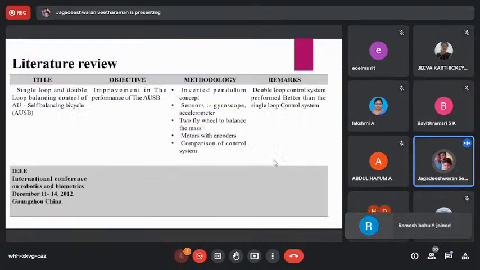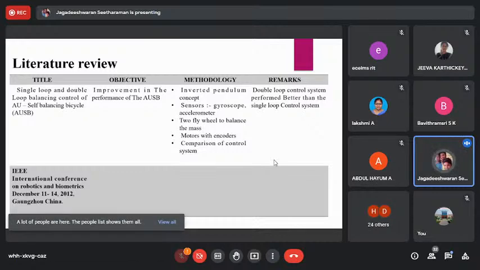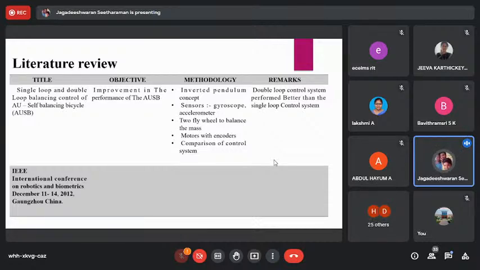Next, let's move on to the next topic, which is the literature review. The single loop and double loop balancing bicycle paper was published in the IEEE Conference on Robotics and Biomimetics. This IEEE paper describes the improvement in the performance of the AUSB. The methodology of this paper is followed in the proposed method, but it also has particular disadvantages, like the single loop control system, which does not perform as expected.